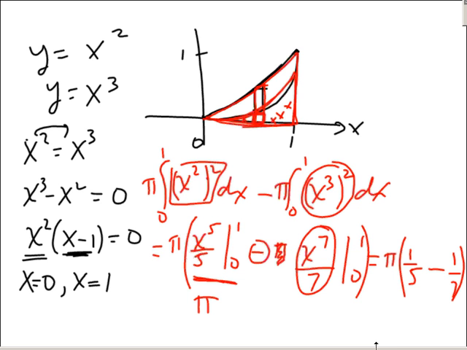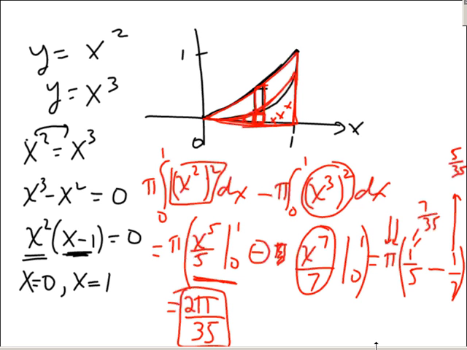Here's the constant pi, and we're going to write everything over 35. This number here is really 7 over 35. And that number is really 5 over 35. So it's 7 over 35 minus 5 over 35, which is 2 over 35, times the pi in front. Minus some silly error, there's your answer. This time you had to subtract.